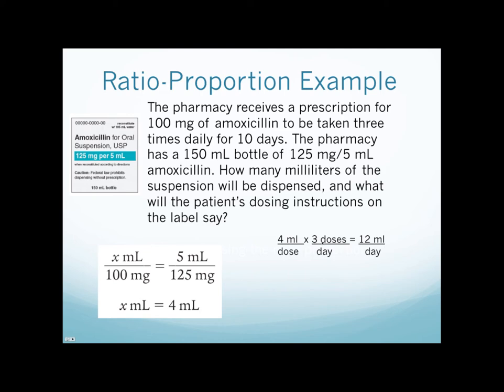So 4 mLs per dose, and then it tells me in the problem that the patient is going to take it 3 times a day. So I have 4 mLs per dose times 3 doses per day. I have doses in my numerator and doses in my denominator, so I can get rid of that. If I take 4 times 3, it's 12 mLs per day.